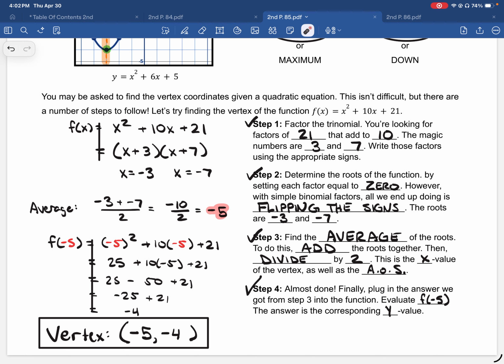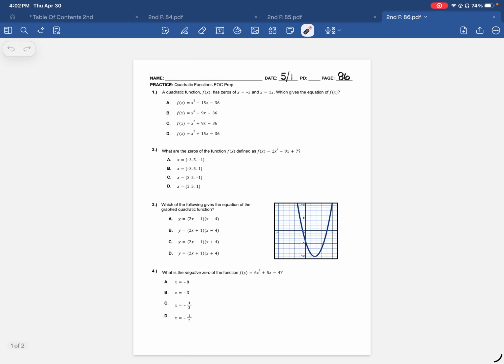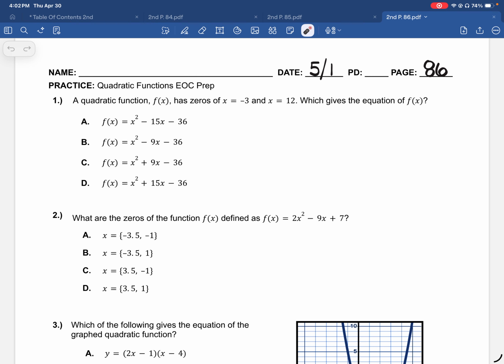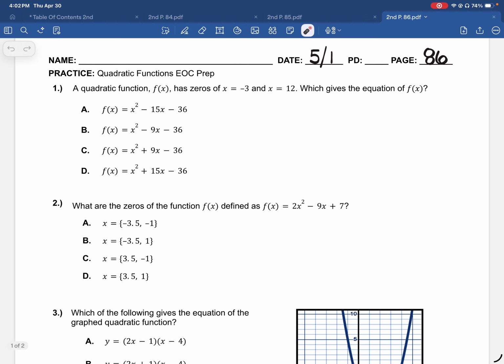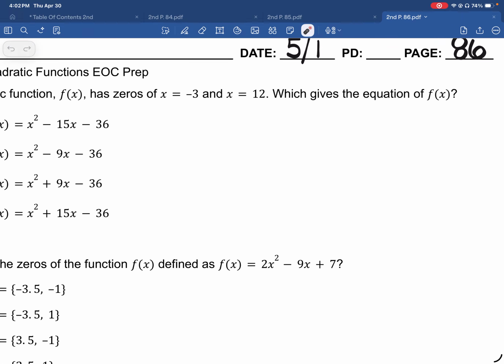Okay, I've got one more paper that I want us to look at. So let's look at page 86. This has some EOC style questions that we want to work through. So let's talk about some of these together. Number 1, a quadratic function f of x has zeros of x equals -3 and x equals 12. Which equation gives f of x?